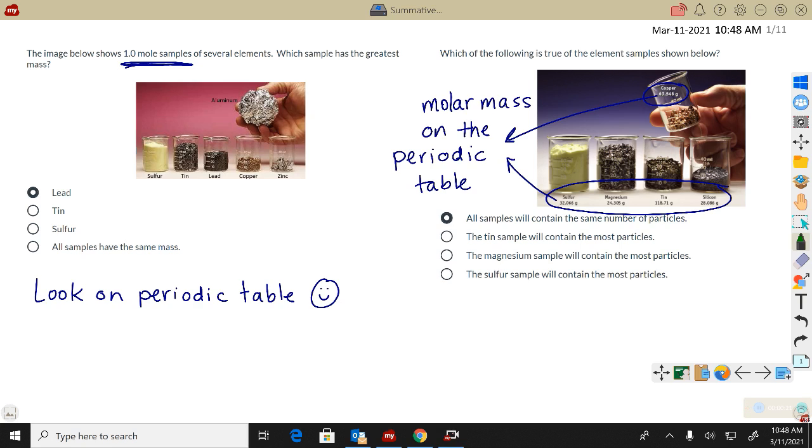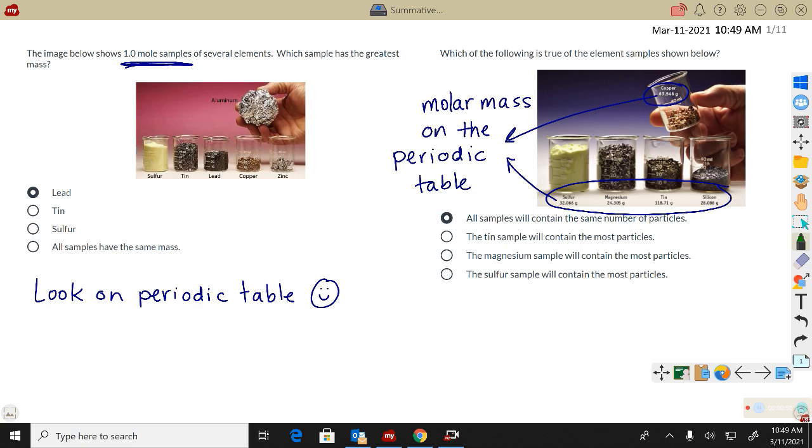So if we know they're all 1 mole, then we can just look on the periodic table and see which has the greatest molar mass. And from there, it should be the lead. So it's not necessarily which one seems to be taking up the most space, like the aluminum sample seems really large, or the sulfur and tin beakers are really full. It depends on the size of the atom. And so if we look on the periodic table, we can get the molar mass, the mass of a mole.